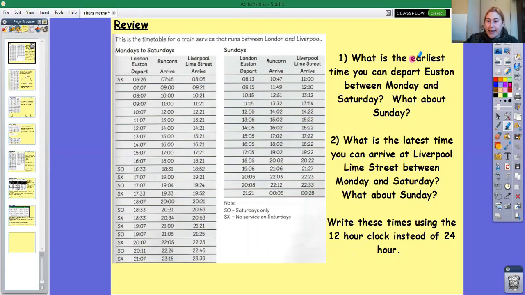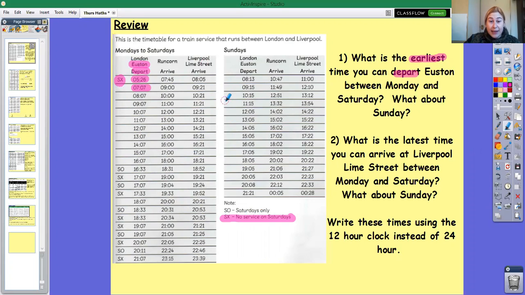So question 1 says, what is the earliest time you can depart Euston between Monday and Saturday? So we need to look at the departing Euston column, and we want the earliest time. So we can see the earliest time is 26 minutes past 5 in the morning. But that is only if you are travelling on a Monday, Tuesday, Wednesday, Thursday or Friday, because there's no service on Saturday. So if it was a Saturday, we'd have to look at the next train time, which would be 7 minutes past 7. That train runs from Monday to Saturday. There's no symbol to say that it's only a Saturday or no service on a Saturday.